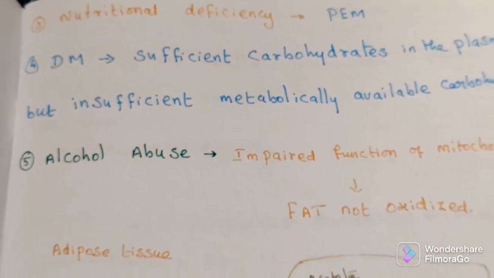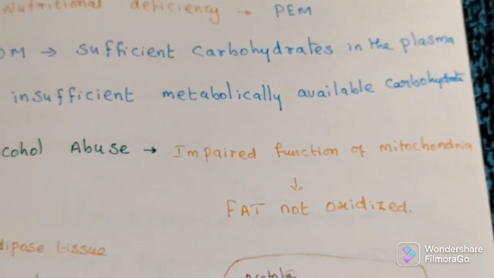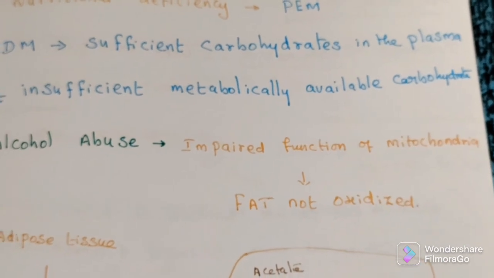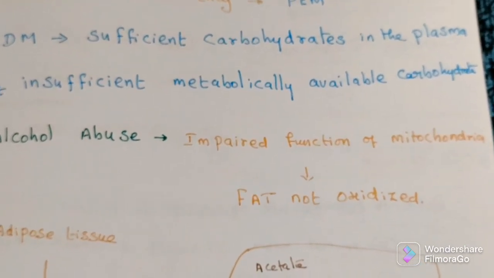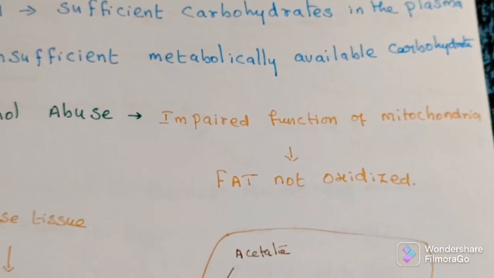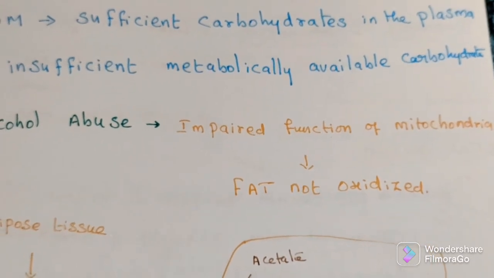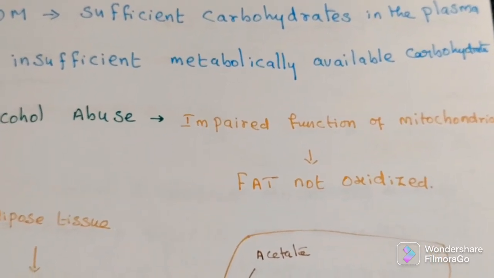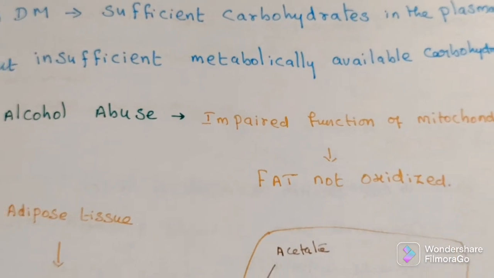Next one is alcohol abuse, with impaired function of mitochondria. During alcoholism, mitochondrial function is impaired, fat is not oxidized, so fat is deposited.